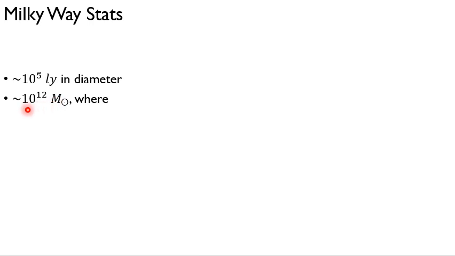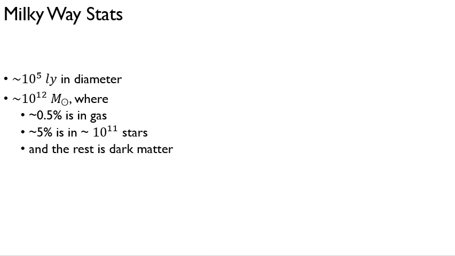So around a trillion solar masses, around 0.5% of that is in gas, just floating around as a cloud. Around 5% is concentrated within stars. There's something like 10^11 stars in the Milky Way galaxy, so 100 billion. And then the rest, which is pretty much all of it, is dark matter. So most of the galaxy is actually made of dark matter.